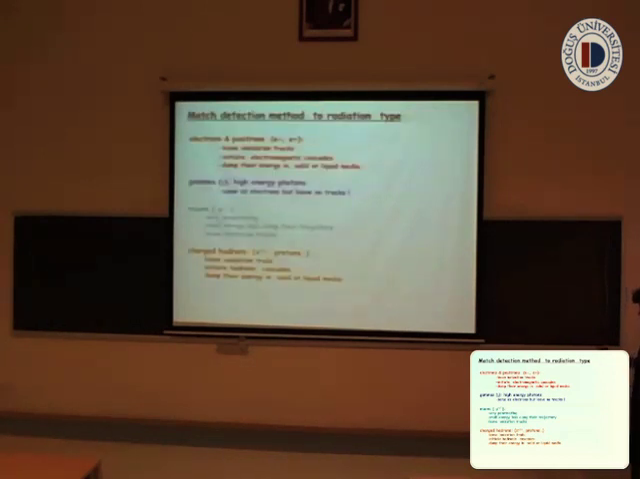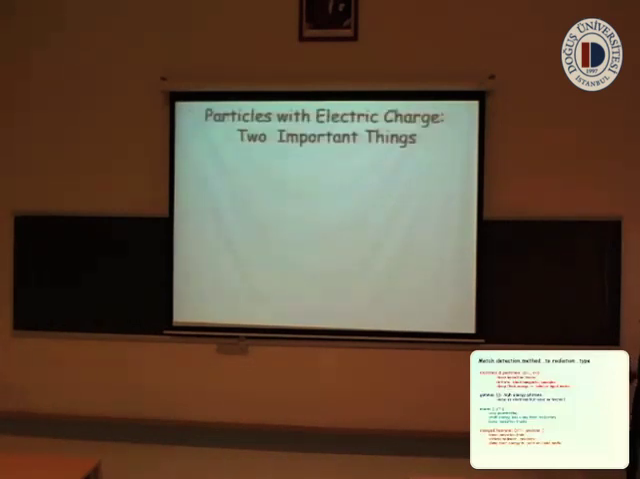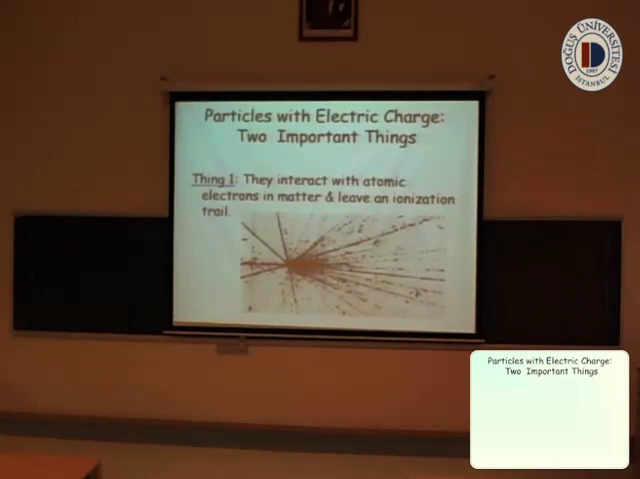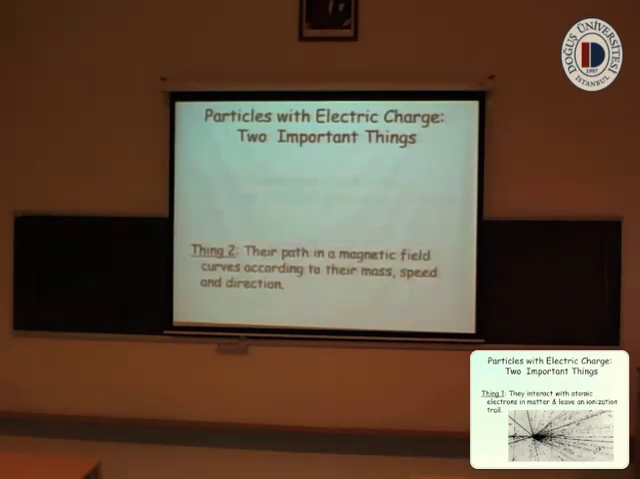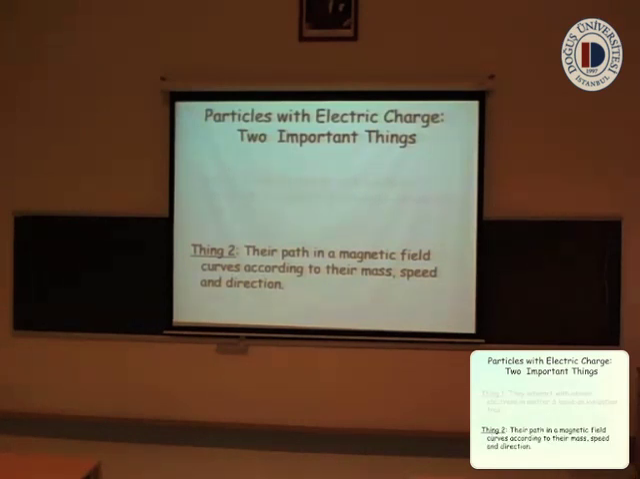Yes, so for particles with electric charge, we have two important things. The first one, they interact with atomic electrons in matter and leave an ionization trail. This is a very basic, very simple principle, but very important for high energy physics experiments. And the second thing, when they pass through a magnetic field, they curve according to their mass, speed, and direction. So these are two basic principles.